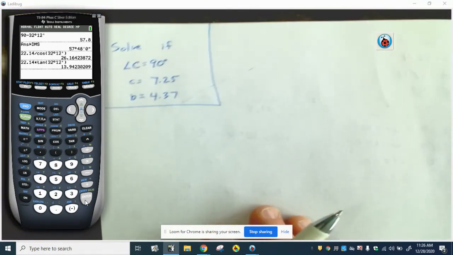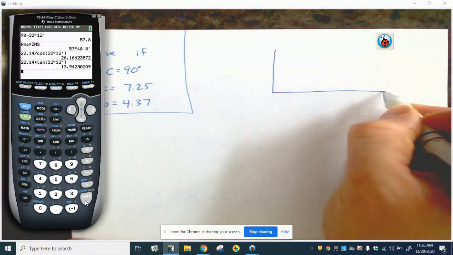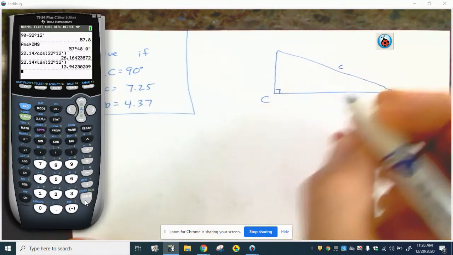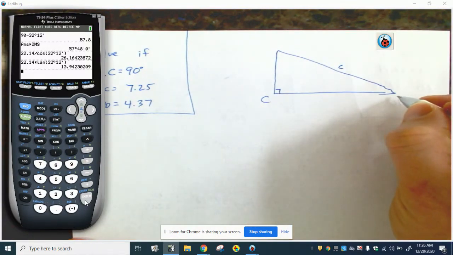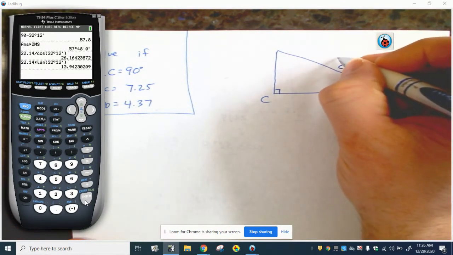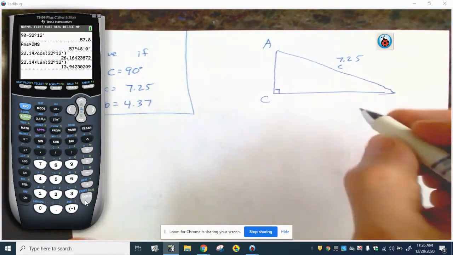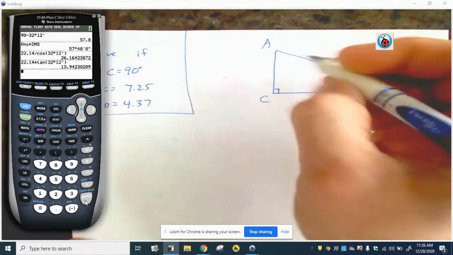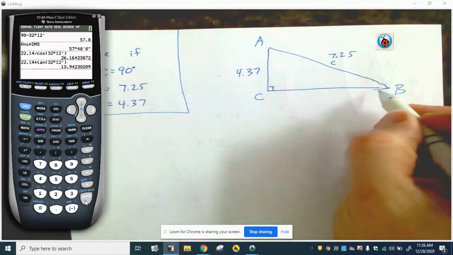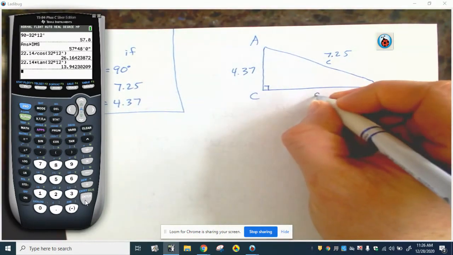And this one's a little bit different, because if you draw it out, okay, here's our angle C. They're given that's a right angle. And then they say that we know side C is 7.25. And let's put our A up here and our B here. B is 4.37. Notice, in this case, they didn't give us either one of our acute angles. They gave us two sides instead, right?